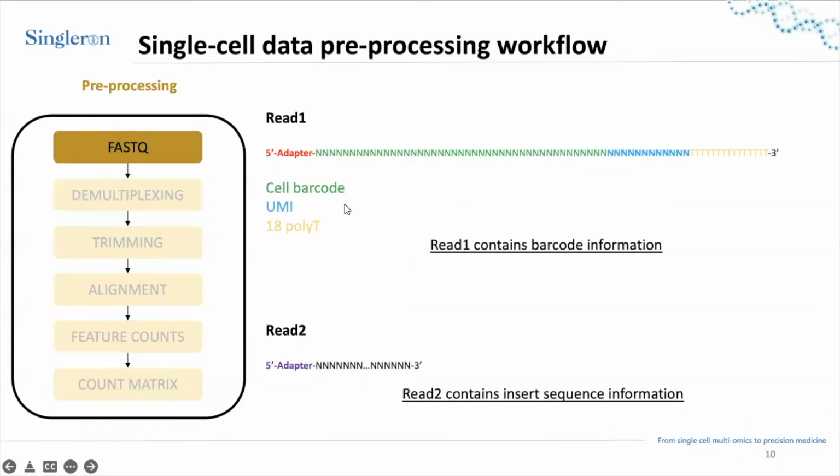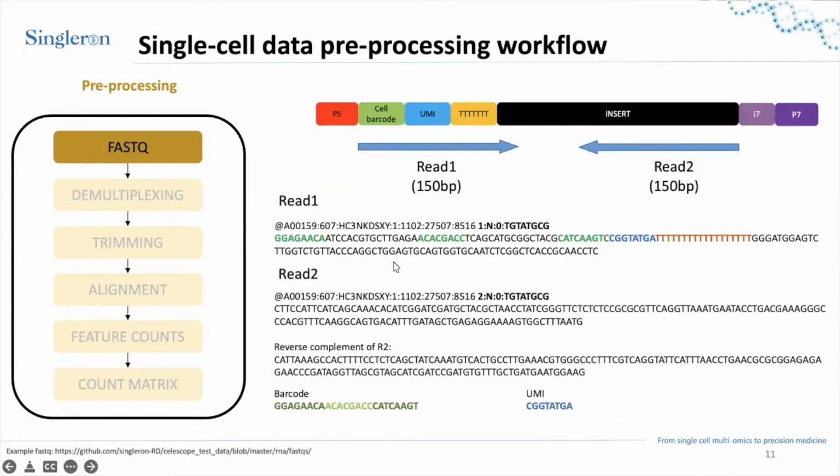Okay, so here, let's go back to see what exactly read 1 and read 2 are and how they are reflected with regard to the nucleotides in our Fastq files. So read 1 will have the 5' adapter. It will contain the cell barcode, the UMI, and the poly-T. How about read 2? Read 2 actually contains mostly the insert sequence information. So how is it represented in the nucleotides here?